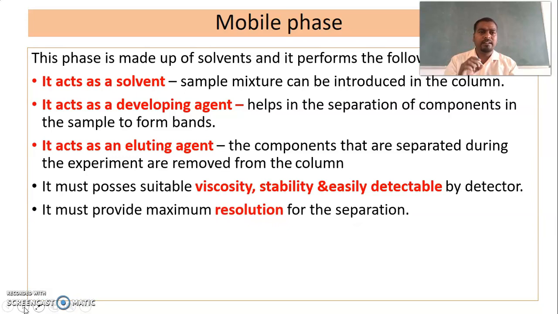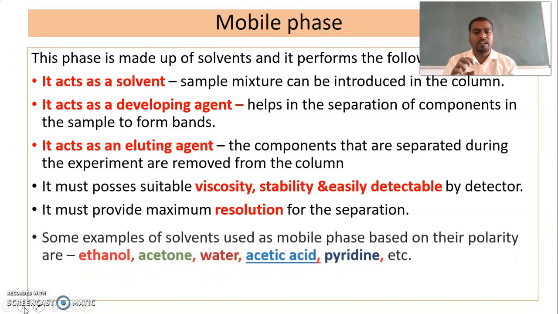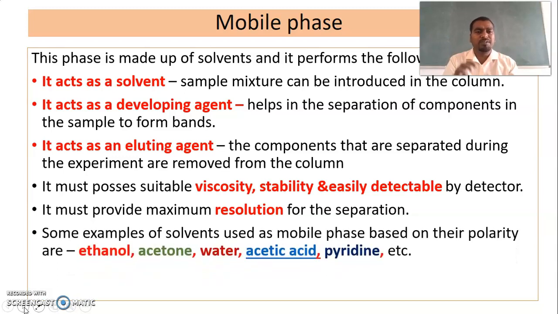Resolution is nothing but separation, the band separation in a chromatographic column. So it must be able to identify each analyte by the different color in the column. This is called resolution. Good examples of mobile phases usually used are ethanol, acetone, water, acetic acid and pyridine.